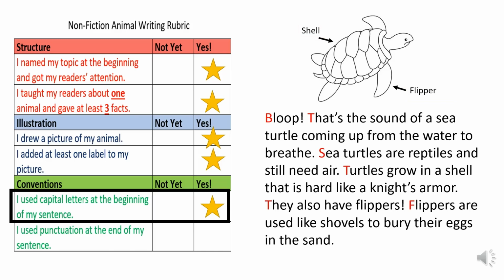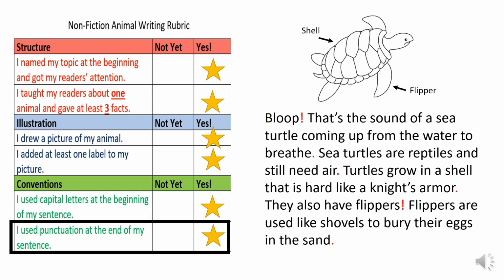The last section I'm going to look at is my conventions. So I want to make sure that I used capital letters at the beginning of my sentence. So I'm going to go through each line of my paper and make sure that every beginning of my sentence is a capital letter. I put mine in red so that you can see that all of mine are capital. They are, so I can give myself a yes on that too.